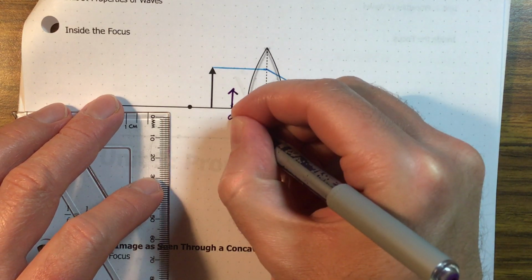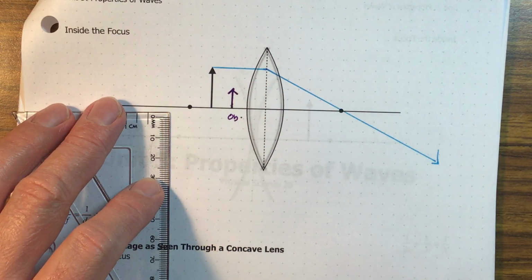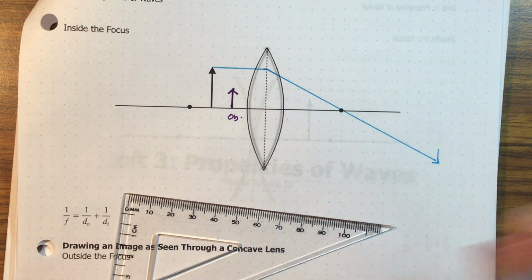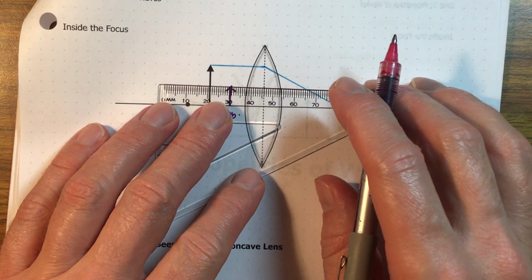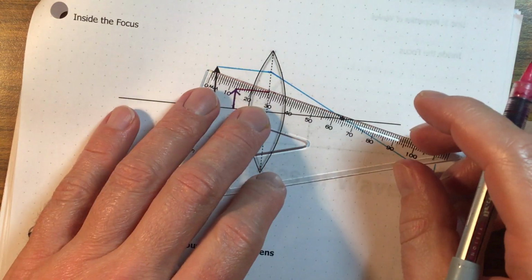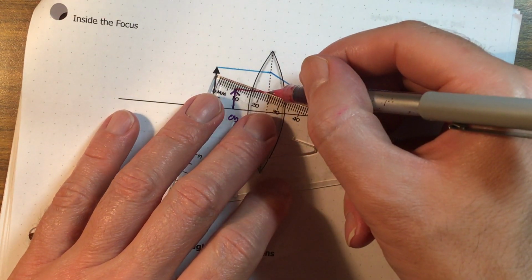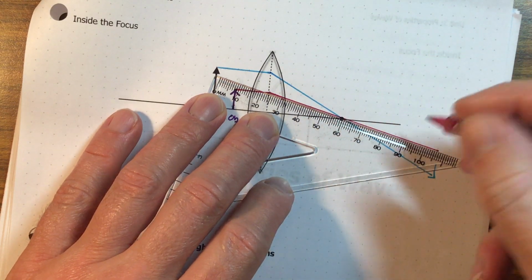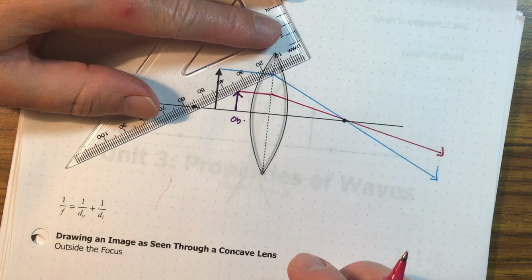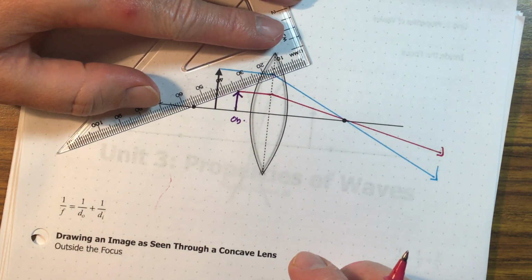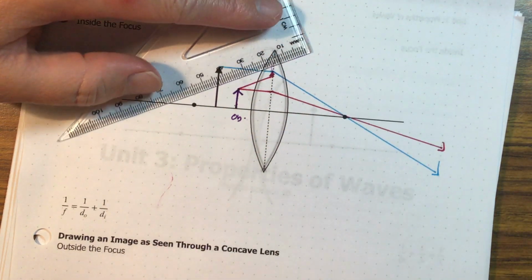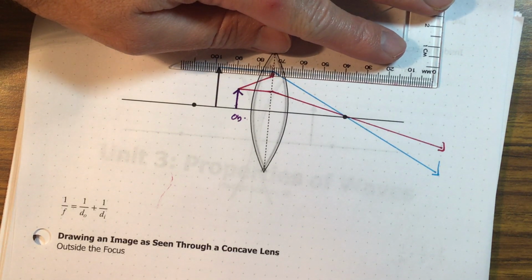So there's my object right there. Going to make a smaller object closer to the lens. Again, I'm not going to use blue again. I'll use red and pink. So my first ray, parallel, through the focus. Our second ray, we start at the focus, we go across like this. It hits, then it's going to refract parallel.